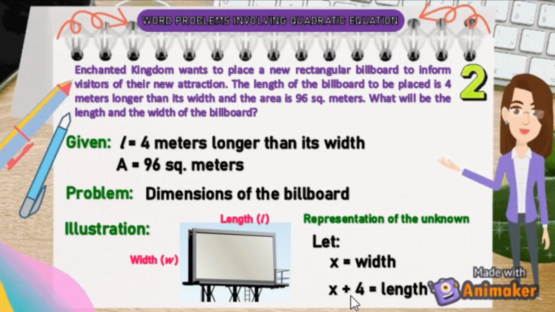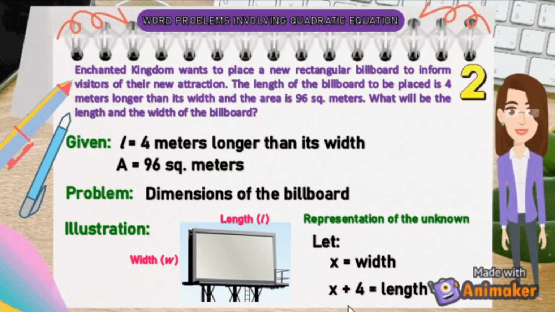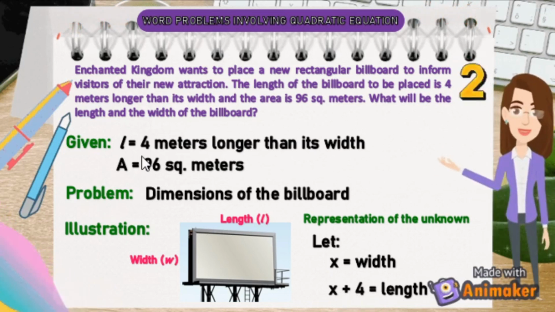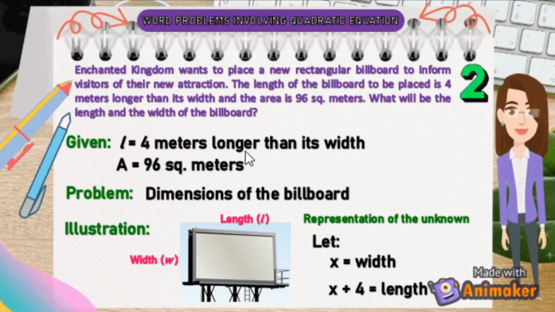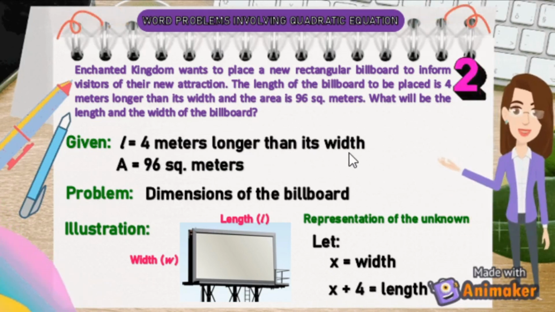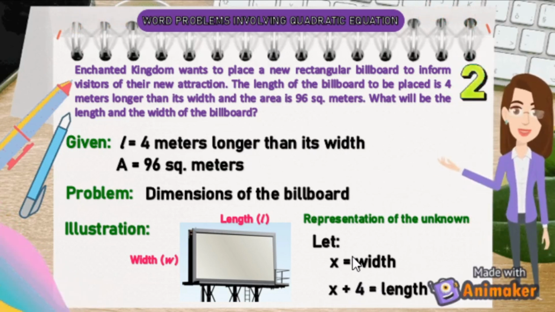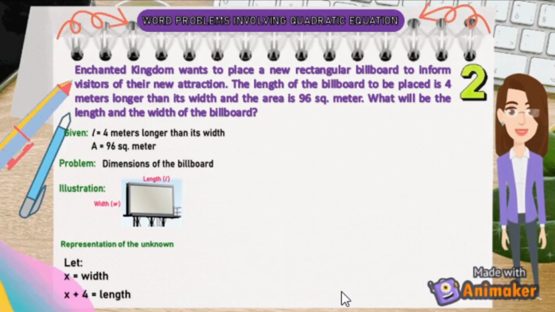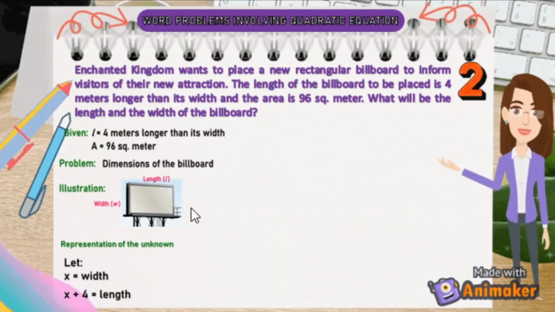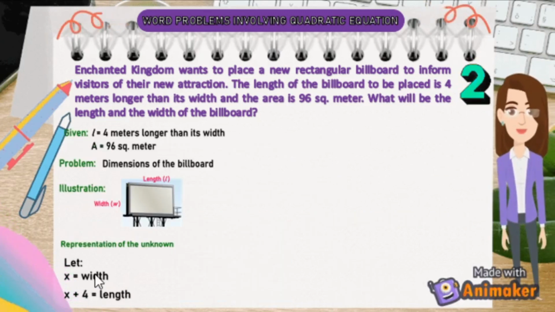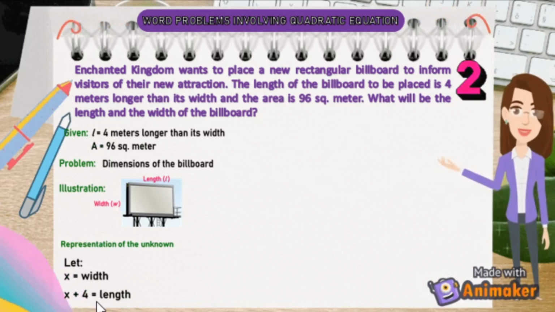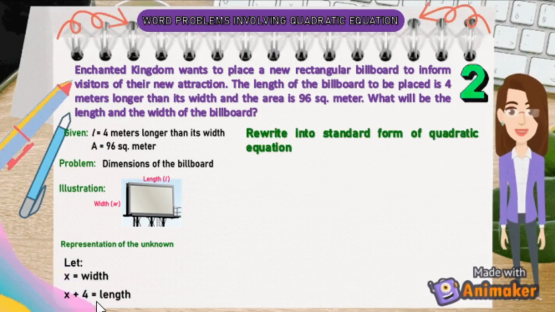Bakit naging x plus 4? O bakit nag-add ng 4 sa x? Kasi nga, ang sabi, 4 meters longer than its width. So, ibig sabihin, mas mahaba ng 4 meters ang ating length kesa sa width. Now, let us form an equation given yung x at saka x plus 4 na width and length natin.